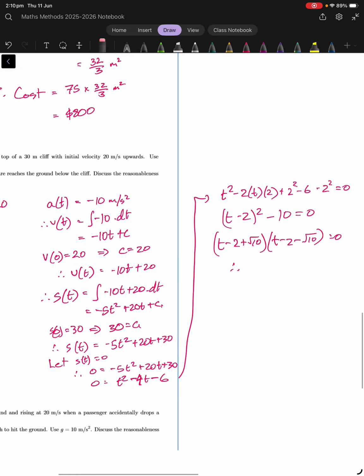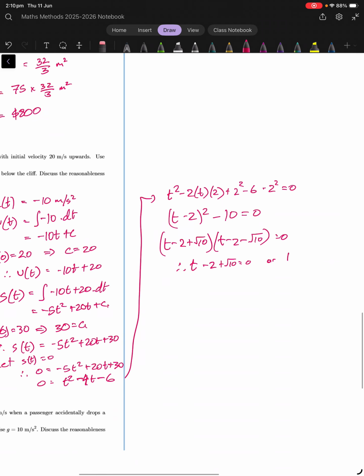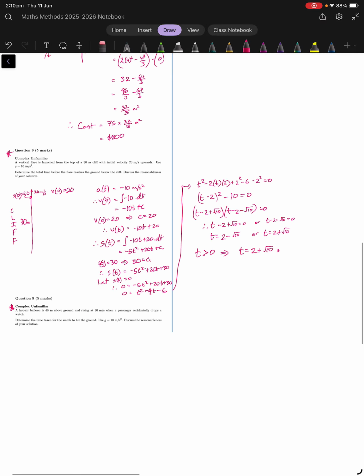Jumping ahead to write the answer, therefore t minus 2 plus root 10 equals 0, or the other bracket, t minus 2 minus root 10 equals 0. This gives me t equals 2 minus root 10, or t equals 2 plus root 10. T has to be greater than 0. This tells me that t equals 2 plus root 10 seconds. And you could write a nice little sentence after that. But you're done. Hopefully that helped.